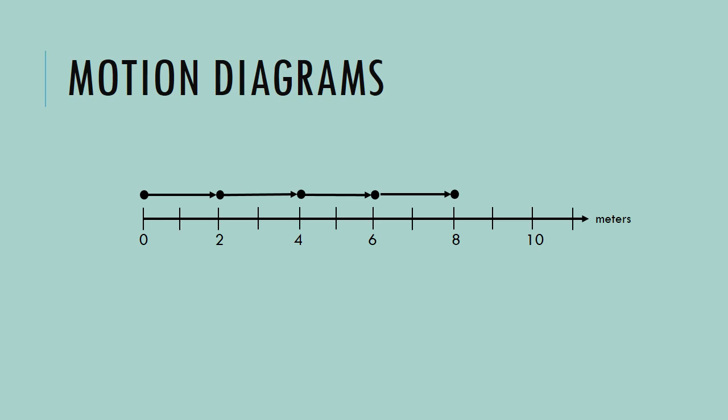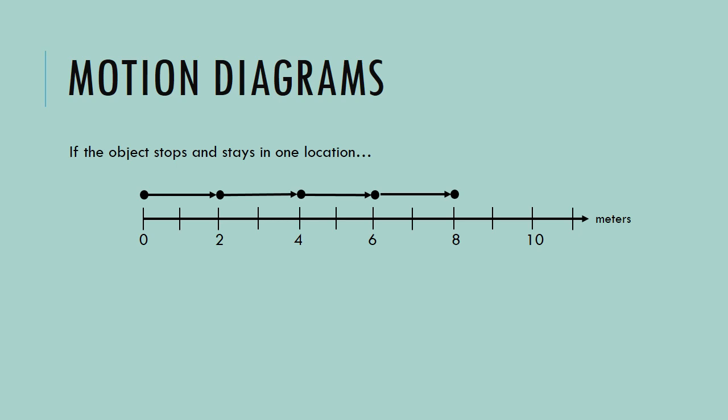In the last video, you learned all about motion diagrams, which are another way of depicting motion. Here's an example of a motion diagram, where our object starts off at 0 meters and every second moves 2 meters, or we could say 2 meters per second. At 0 seconds it is at 0 meters. We know that the first dot always represents the first second. At 1 second, it's at 2 meters. At 2 seconds, it's at 4 meters. At 3 seconds, it's at 6 meters. And at 4 seconds, it's at 8 meters.